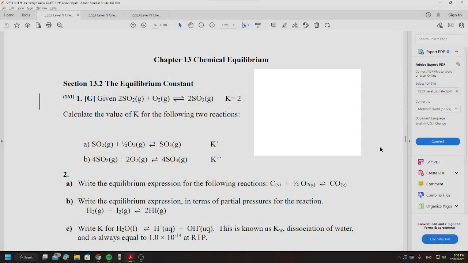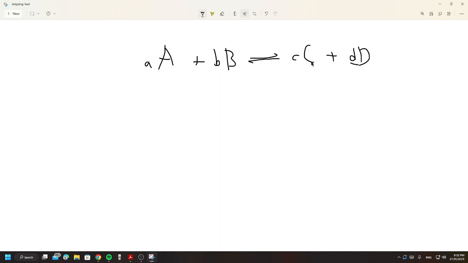So, we know that the formula for K is going to be, let's say we have reaction aA plus bB to give cC plus dD, where the small letters represent the coefficients, right? To find the equilibrium constant, it's going to be the concentration of the products over the reactants. It could be either the concentration or the pressure, depends on what they're asking for. So for concentration, we represent it like this.